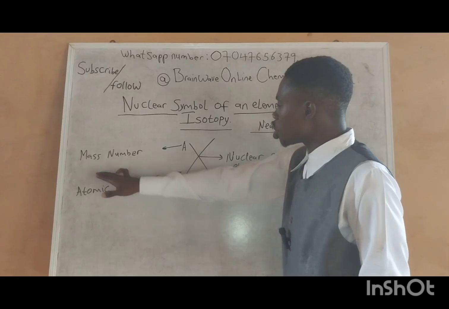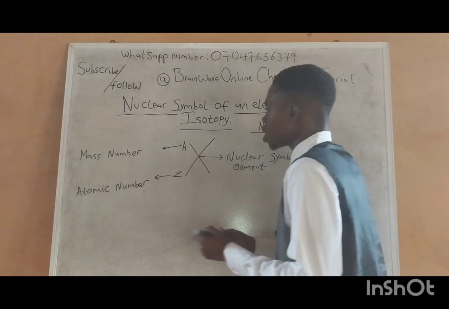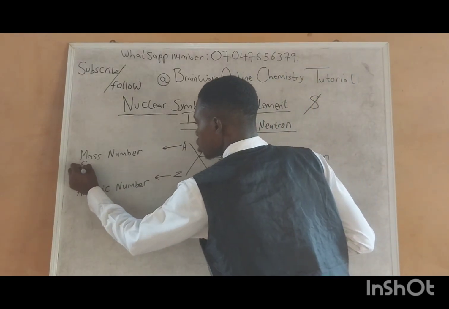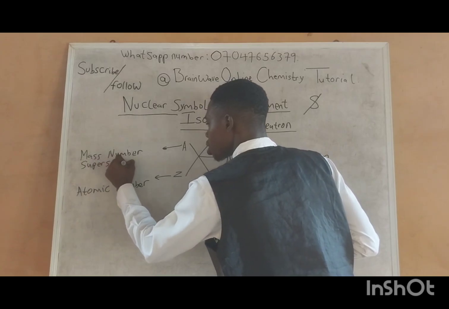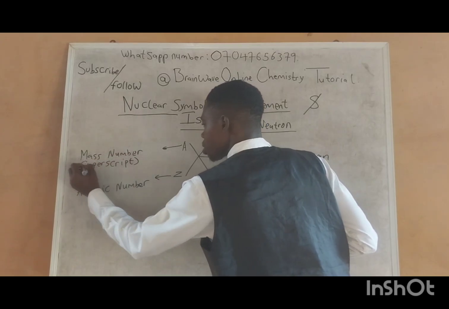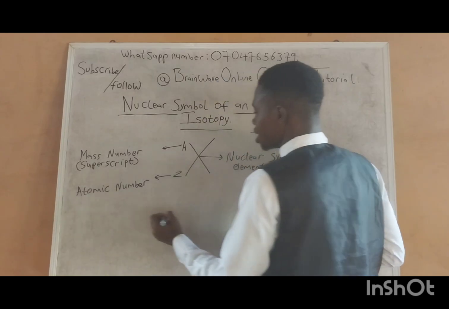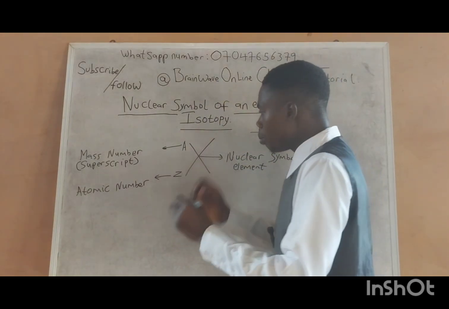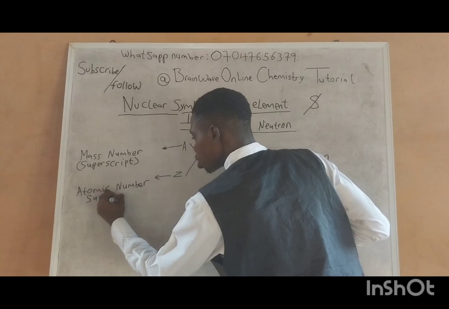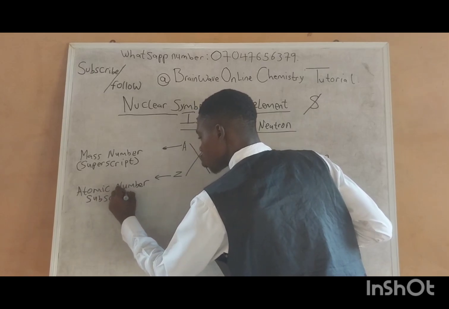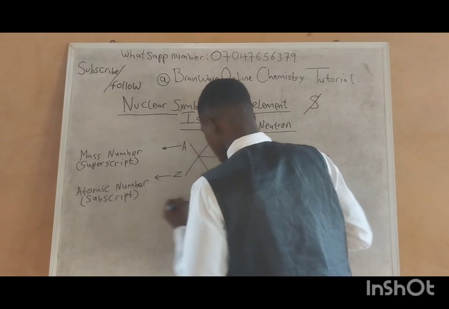Please take note that because mass number is up, it is referred to as superscript. And because atomic number is down, it is referred to as subscript. So please take note of this.